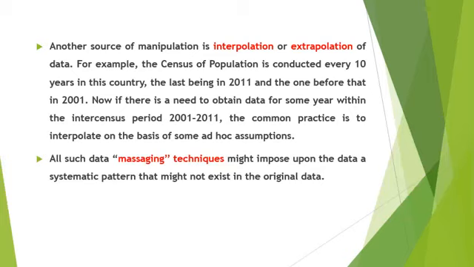Take an example. The population census in India is conducted every 10 years, the last being taken in 2011, and the one before that was in 2001, and the next we will do in 2021. Now, if there is a need to obtain data for some year within the inter-census period of 2001 to 2011, the common practice is to interpolate on the basis of some ad hoc assumptions.